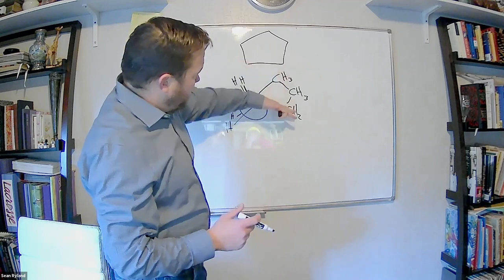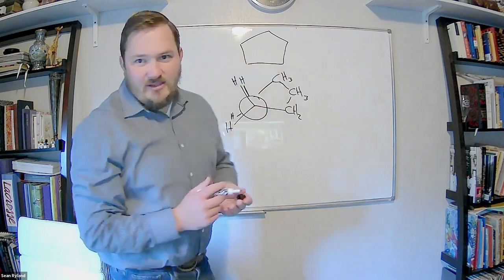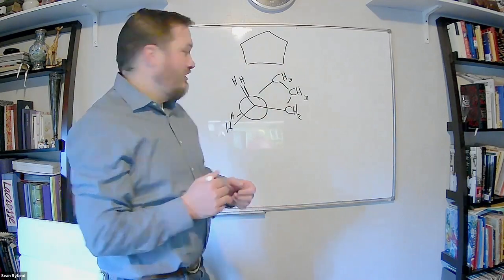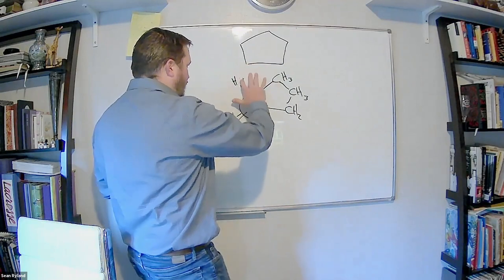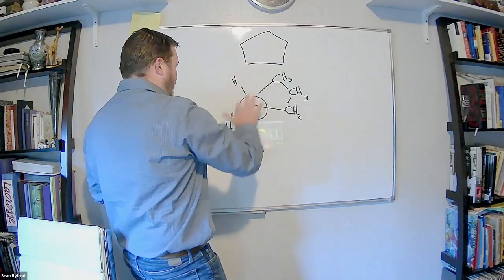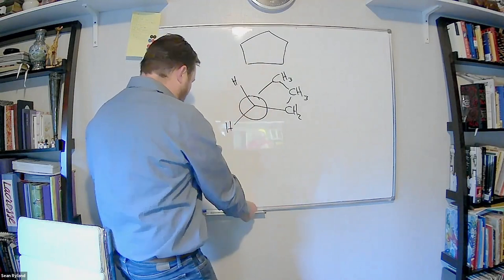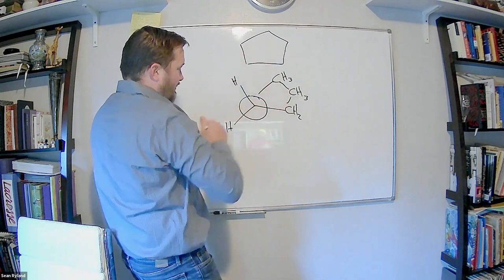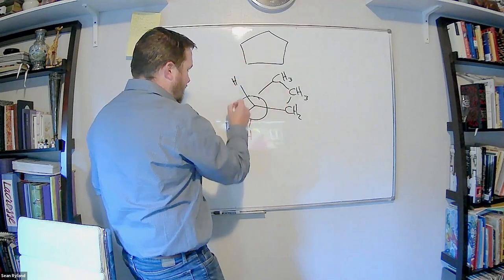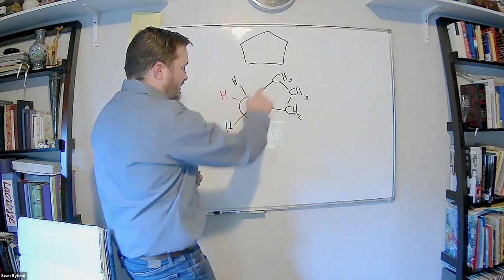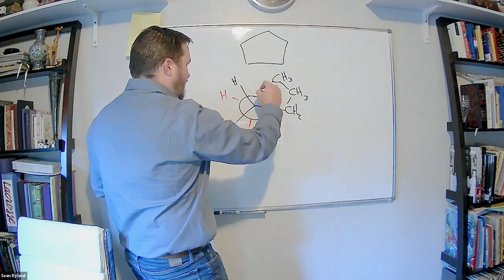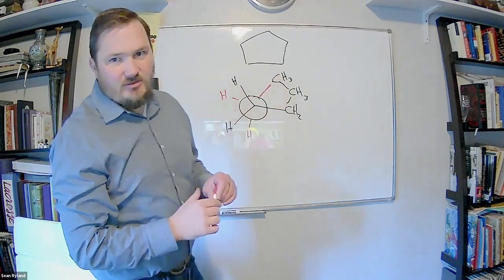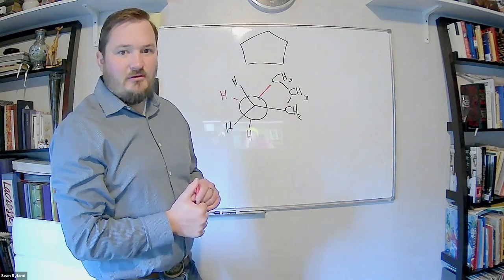If it was totally planar, this would be flat here. But we know that things don't really want to be eclipsed, right? That creates torsional strain. And so if it's not going to be totally eclipsed, one of these has to be sort of bent out of the plane. And that's what makes it not totally linear. So it winds up looking more like this. And if I draw the line here in red to indicate that those are the bonds coming from that back carbon.